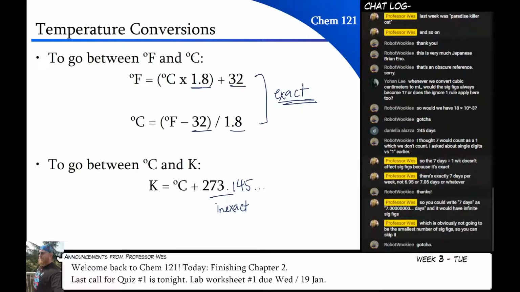So if you do Celsius plus 273, since it's inexact, as written, if we were doing 3 sig figs, you would round your answer to the ones place. If you wanted to round to the tenths place instead, you'd use this 0.1. Hundredths, you use the 4, and so on and so forth. Okay?